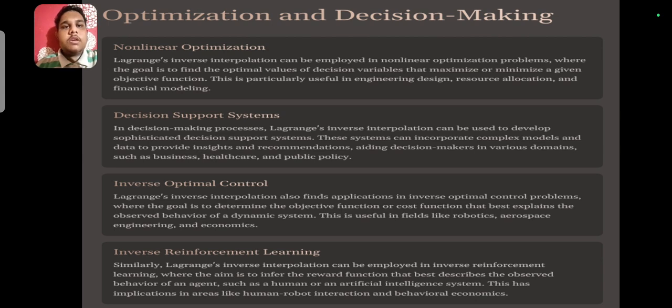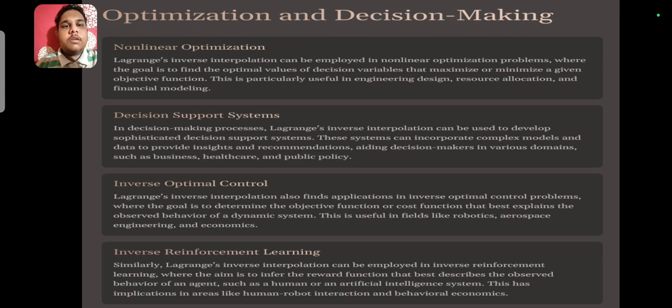Lagrange inverse interpolation also finds applications in inverse optimal control problems where the goal is to determine the objective function or cost function that best explains the observed behavior of a dynamic system. This is useful in fields like robotics, aerospace engineering, and economics.